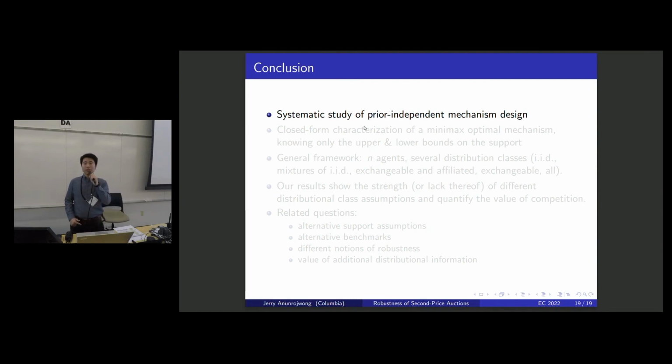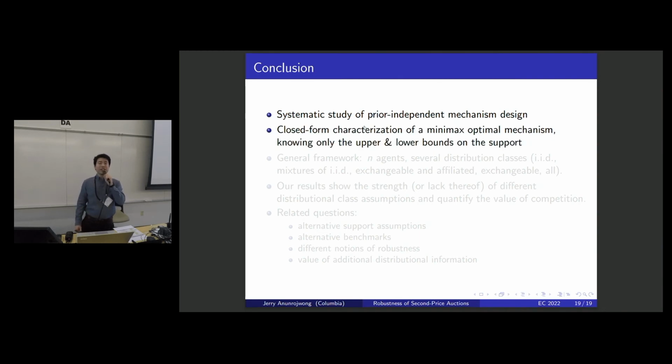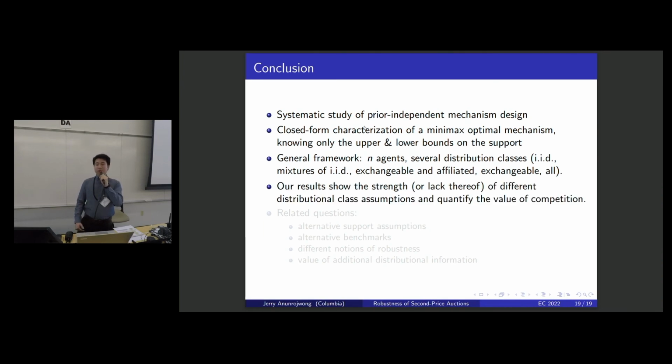To conclude, we undertook a systematic study of prior independent mechanism design, where we give closed form characterization of a minimax optimal mechanism, knowing only the upper and lower bounds of the support. And we accomplish this in a general framework with n agents and several distribution classes: IID, mixtures of IID, exchangeable and affiliated, exchangeable, and all distributions. Our results show the strength or lack thereof of different distributional class assumptions and quantify the value of competition.